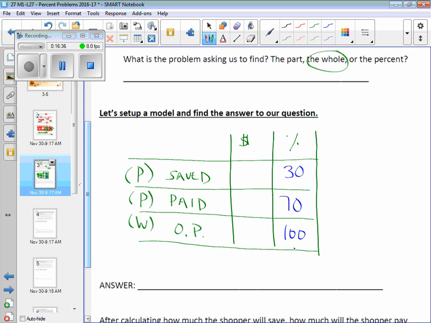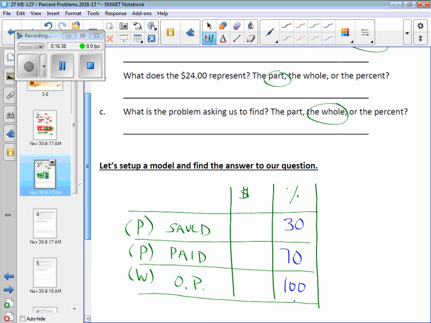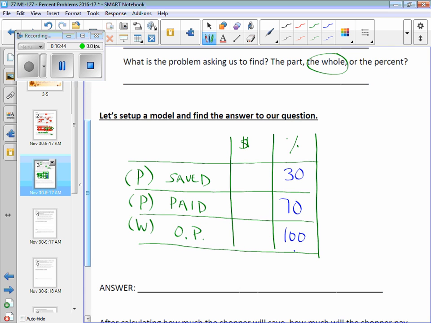Okay, well, that's the question now. Is the $24, which we've already identified as the part, right, the part you save or the part you pay? Addison? It's the part you pay. That's what you're paying at the register. So that goes here.